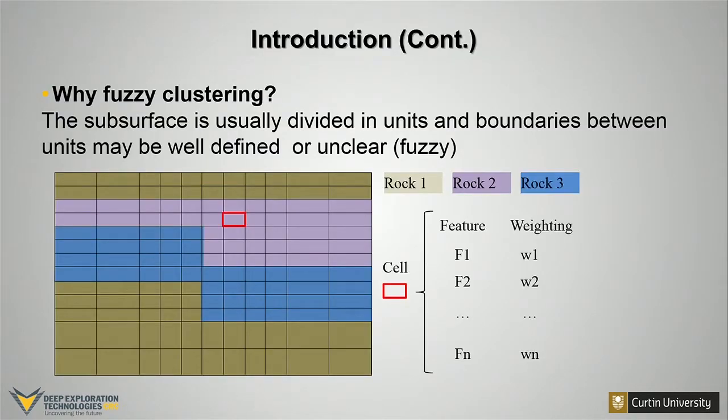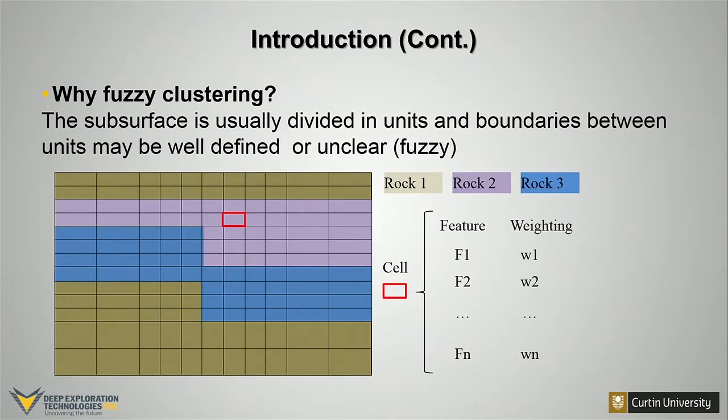To do so, in our routine we use fuzzy clustering to include borehole information into the inversion. So why fuzzy clustering? The basic idea is that we usually divide the subsurface into rock units, and each rock unit has different features. But the boundary between the rock units is usually unclear, or fuzzy. So fuzzy logic or fuzzy clustering applied in geology is quite nice.